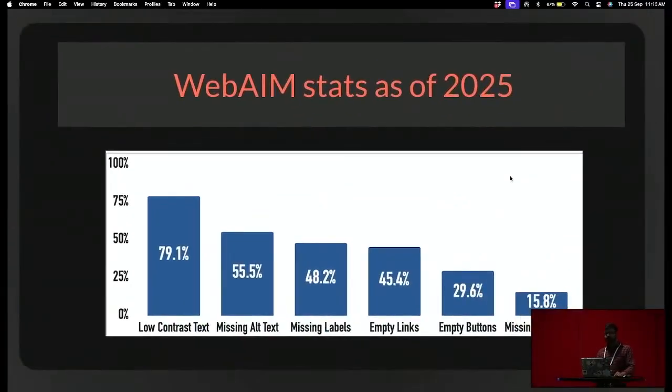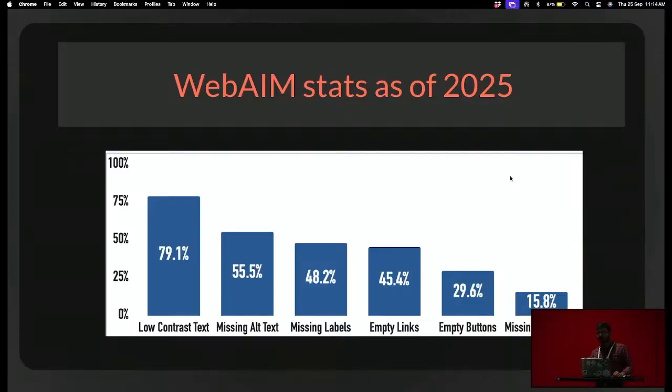So as per WebAIM, which is a non-profit organization, WebAIM is nothing but Web Accessibility In Mind. They have one tool called WAVE, which is an accessibility testing tool. They conducted research on the top 1 million popular websites, and these are the most common accessibility issues they found. Low contrast, missing alt text, missing labels, empty links, empty buttons, missing language.